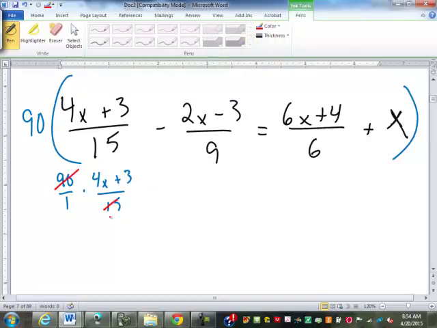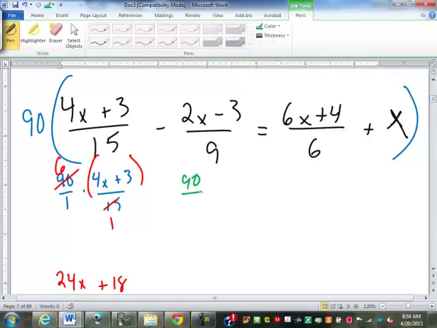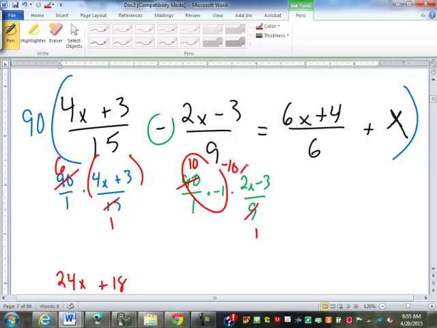So the 90 and the 15 cross cancel, give me 1 and 6. So 6 times 4x is 24x. 6 times 3 is 18. Now this next piece is where it gets tricky. I've got the 90 over 1, but this is a negative out here, so I'm going to treat that like a negative 1. So times a negative 1 times the 2x minus 3 over 9. So I can cancel the 9 and the 90 to give me 1 and 10. Now 10 times negative 1 is a negative 10 times the 2x minus 3. So 10 times 2x is negative 20x. 10 times negative 3 is a positive 30.